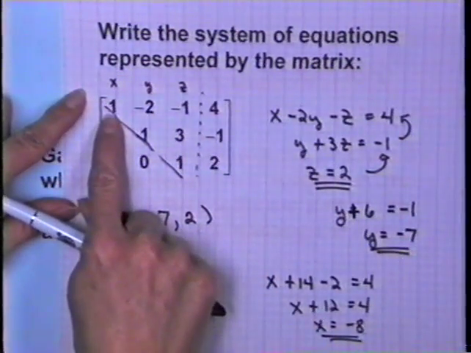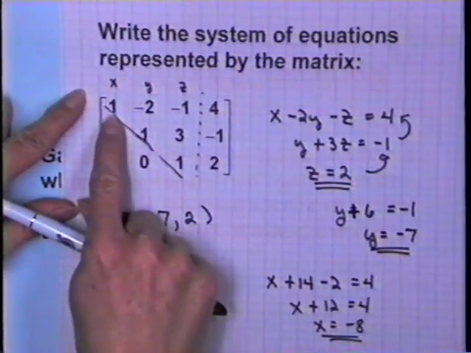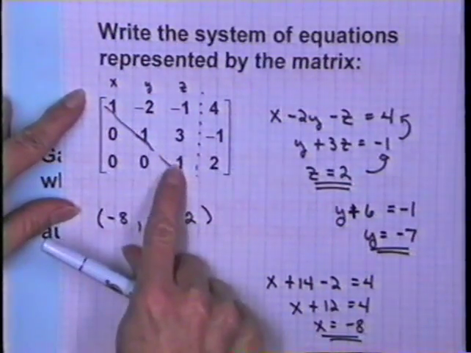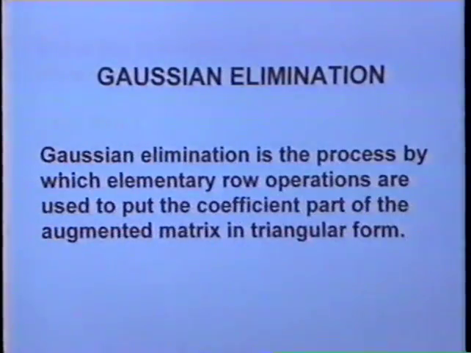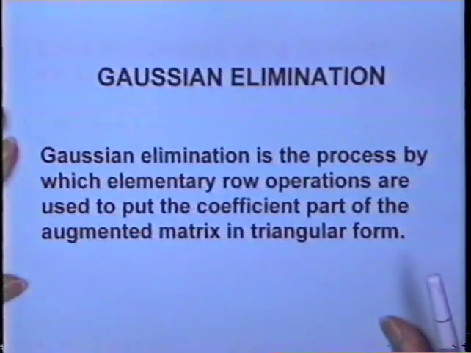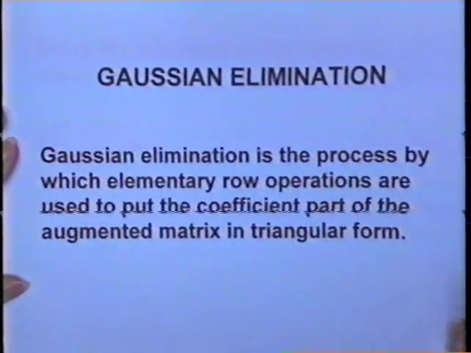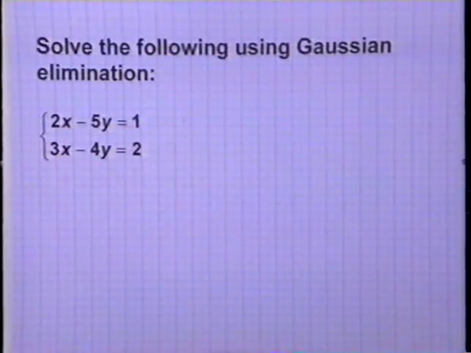Notice we're going to want to get a 1 up here in this upper corner. Diagonal down, we want ones, we want zeros below here. The only way that we can change the matrix is to use these elementary row operations. That's the only legal thing that we can do, and it's because those row operations mimic things that we're allowed to do when we work with equations.